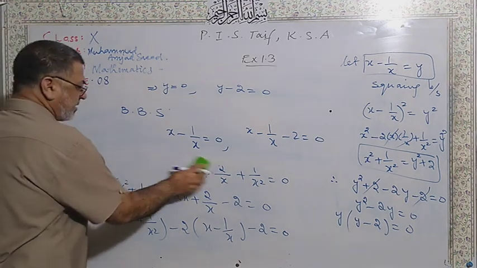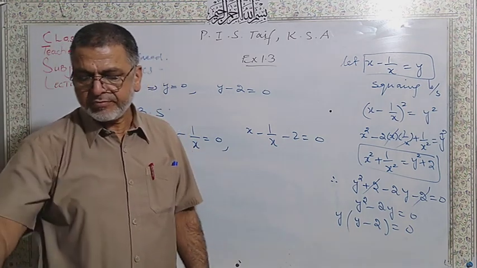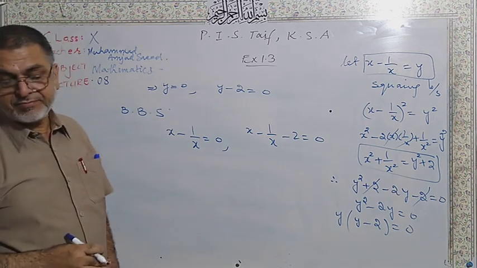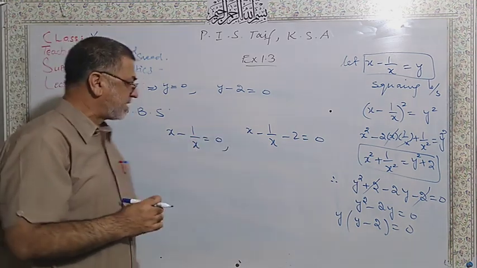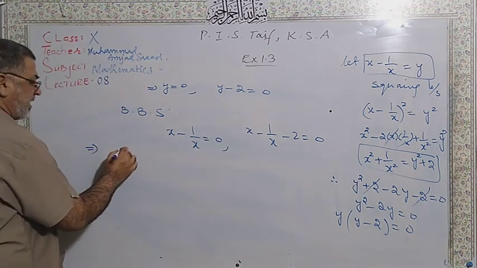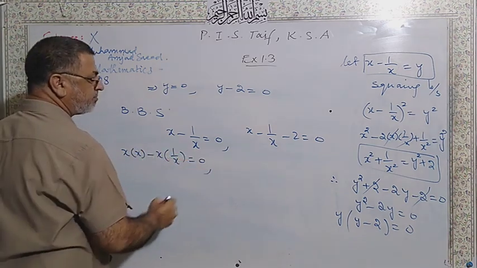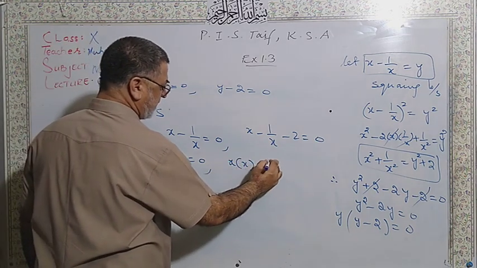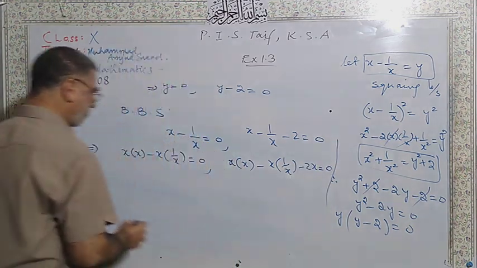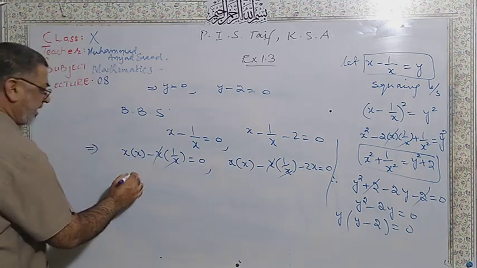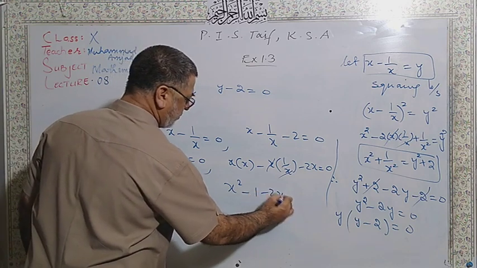Dear students, after that, you will multiply with LCM. Here is multiplying because LCM is x in both cases. So multiplying both sides by x, x into x minus x into 1 over x is equal to 0. Similarly, x into x minus x into 1 over x minus 2x is equal to 0 into x is 0. They are cancelled out. We are left with x square minus 1 is equal to 0. Here is x square minus 1 minus 2x is equal to 0.